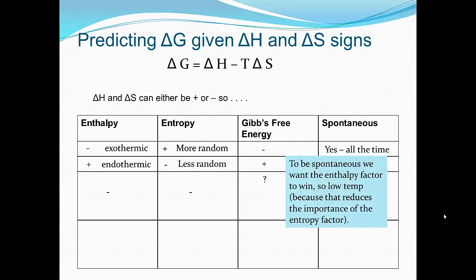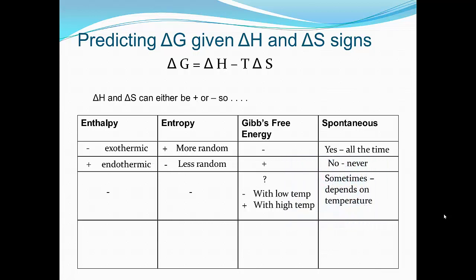Okay, to be spontaneous, we want the enthalpy factor to win. We want the delta H value to be more important than the delta S value because it's the one that favors spontaneity. So we want to make that delta S value as minimal as possible. To do that, we want to keep our temperature value pretty small. So when you multiply it by the delta S, it just reduces that number down. So we want to keep it at low temperatures because that reduces the importance of the entropy factor. So this Gibbs free energy will be negative with low temperatures and positive with high temperatures. So these are reactions that are spontaneous at low temps, but not spontaneous at high temperatures.